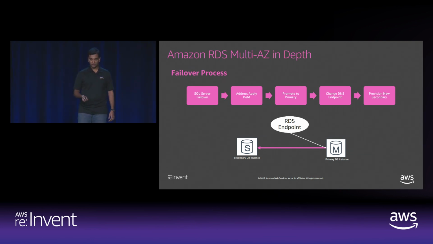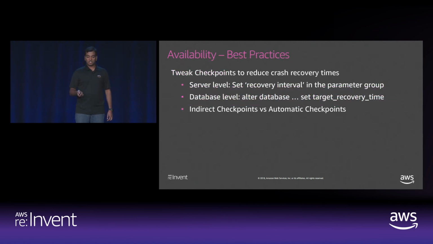Now, let's look at some of the best practices for availability, some things that you can do. For single AZ deployments and multi-AZ deployments, when SQL Server crashes, it has to go through crash recovery. So look at your workload and see what you want your crash recovery times to be. You can set the recovery interval at the server level. In RDS, you don't have access to do sp_configure, but you can always set this in a custom parameter group and apply that parameter group to your instance.